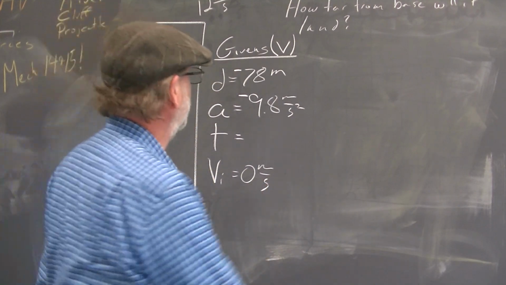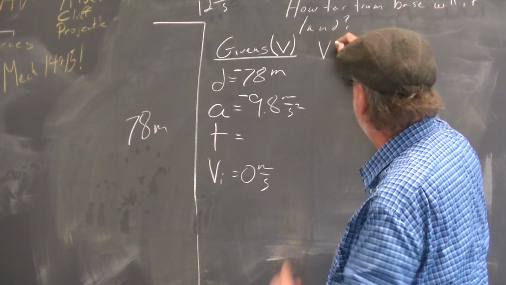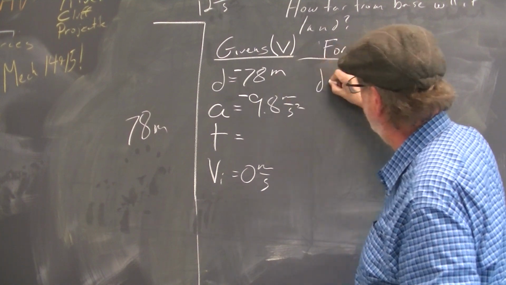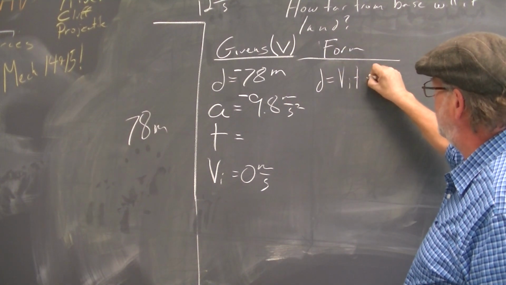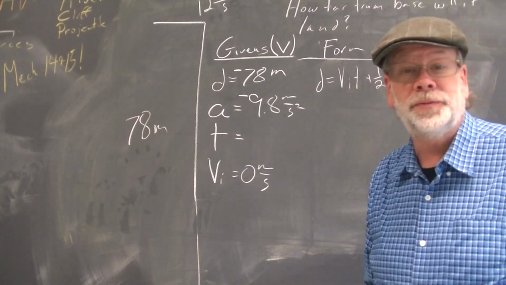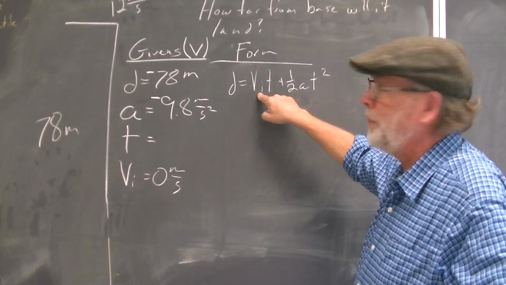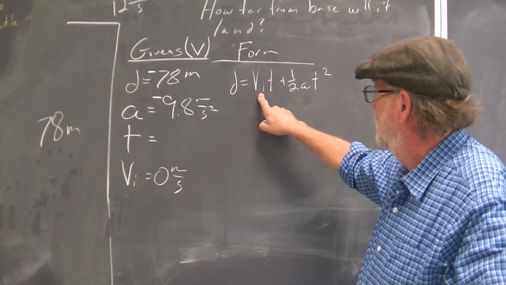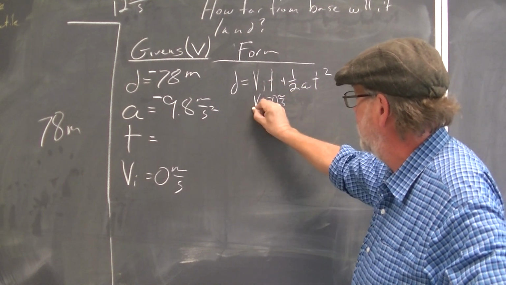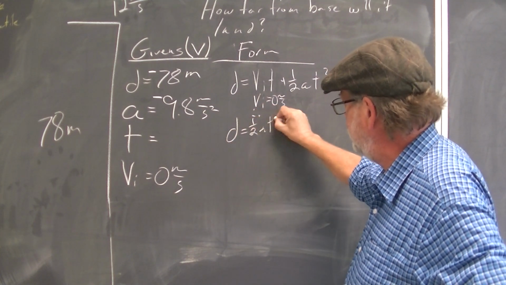That's a key understanding. All right, so when I look at D, A, T, and V sub I, what do I have for a formula here? Most popular one ever. D equals V_i T plus 1/2 A T squared, right? Our old friend. So for this formula, what happens to the V_i T term? All right, well, we say V_i equals 0 meters per second. Don't forget units. Therefore, D equals 1/2 A T squared.